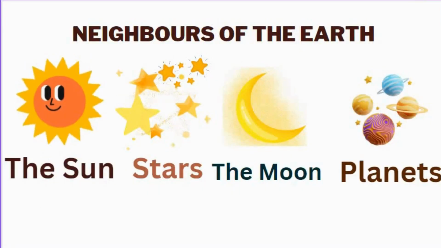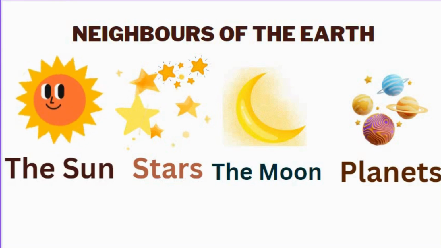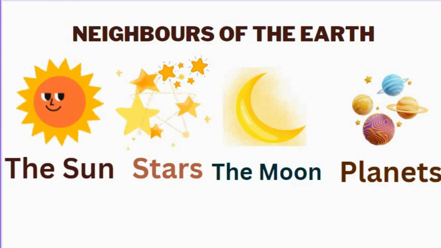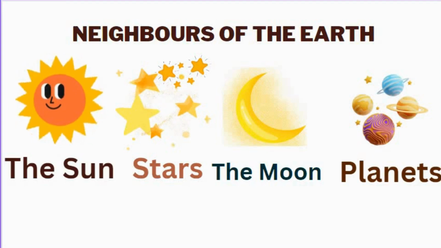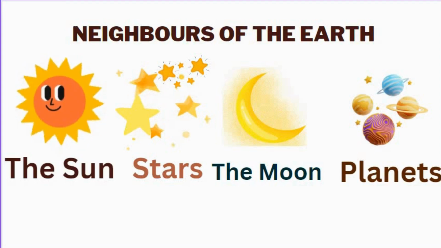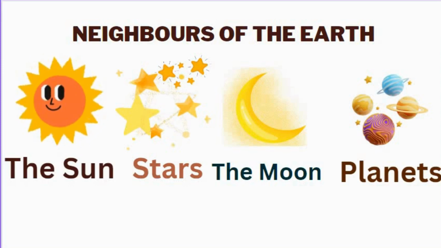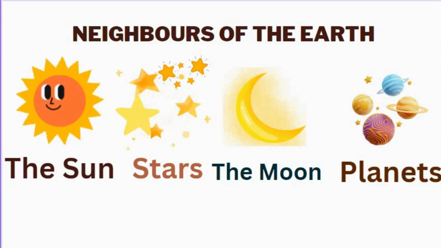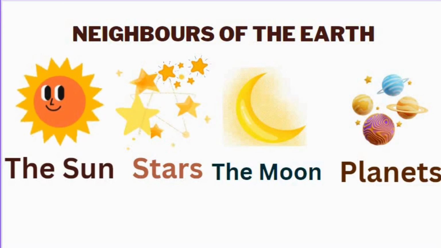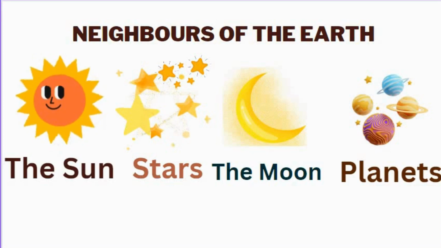Neighbours of the earth. Do you know that the sun, the moon, planets and stars are the earth's neighbours? So what are the earth's neighbours? The sun, stars, the moon and planets are earth's neighbours. Okay? These four are earth's neighbours. We will learn about them one by one.